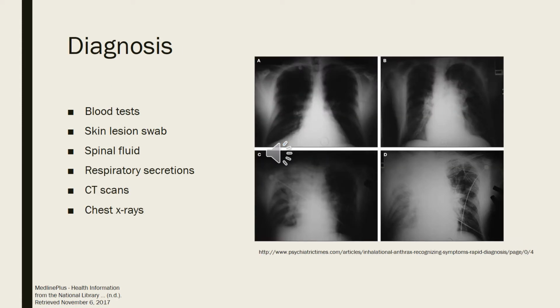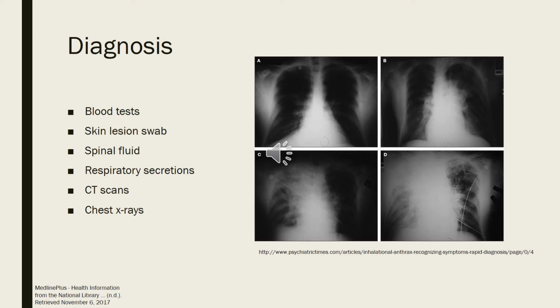Okay, so what most people want to know is how they get diagnosed. There is a list of different ways people can get diagnosed with anthrax, such as blood tests, skin lesion swabs, spinal fluid, respiratory tests, CT scans, and chest x-rays. Most likely, if doctors think you have anthrax, they will end up doing the whole list of things that I listed on the screen.